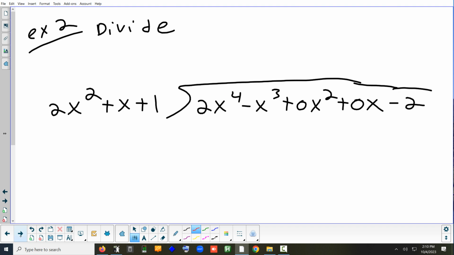Now, this is one where they've already filled in the zeros for you. They were missing the squared term, and you were missing the linear term. Most of the time on a test, I probably would not do that for you. You're going to have to fill in whatever you're missing. It looks like this could be a longer problem, but we're actually going to get two things that cancel at the same time in one step. So it's going to shorten this up pretty quick.